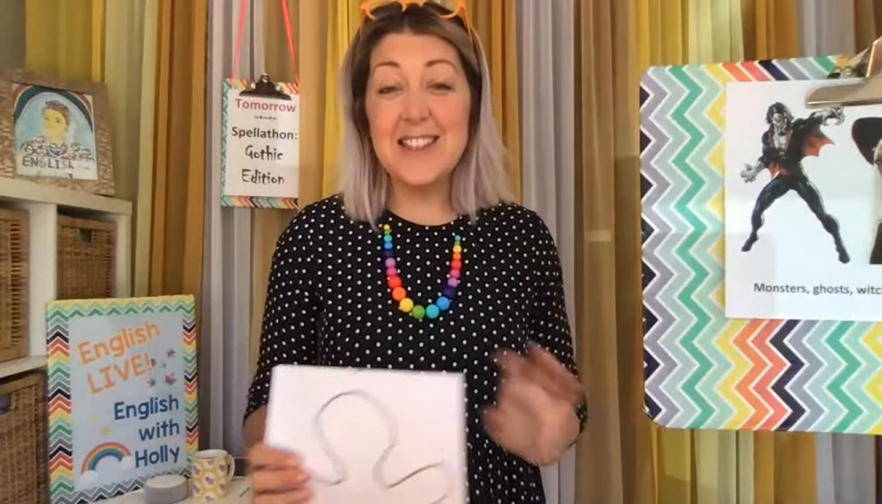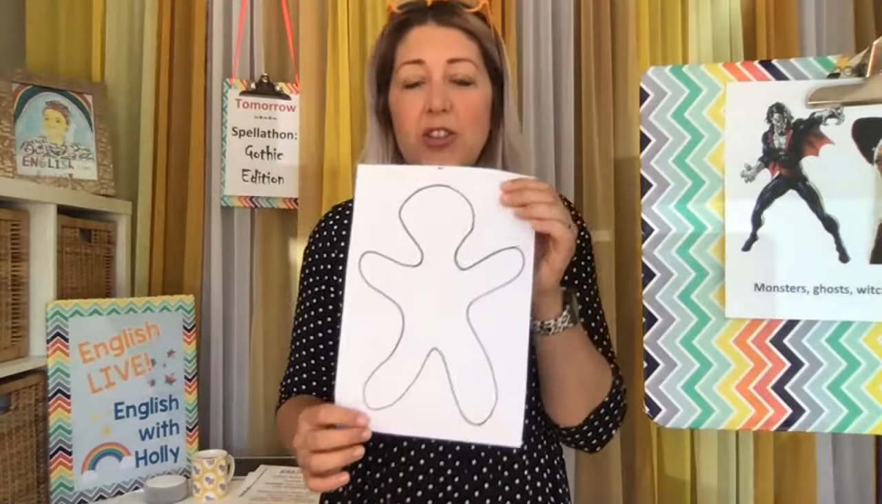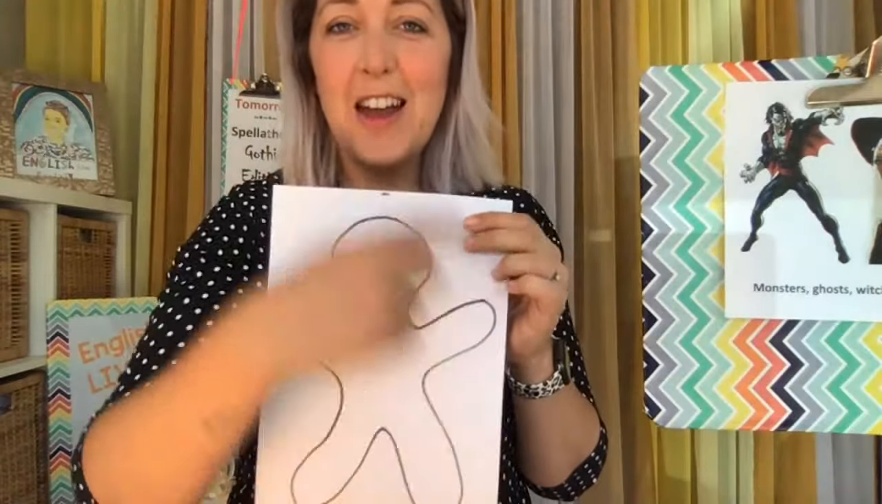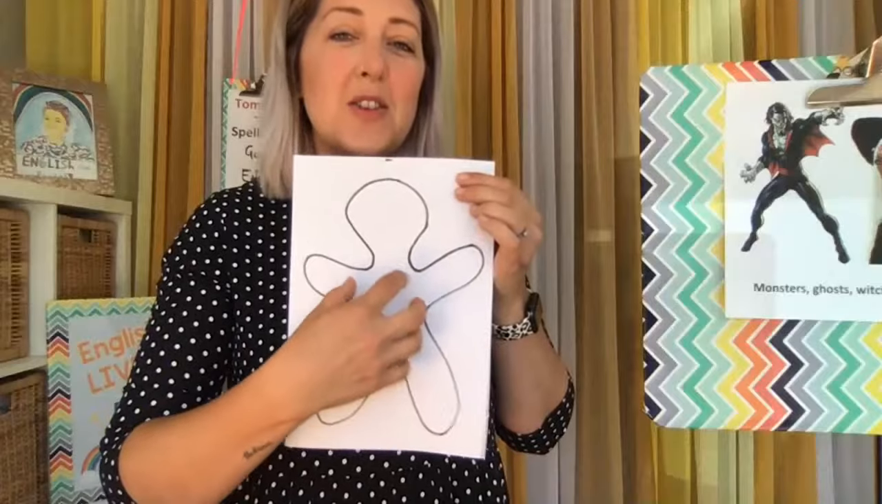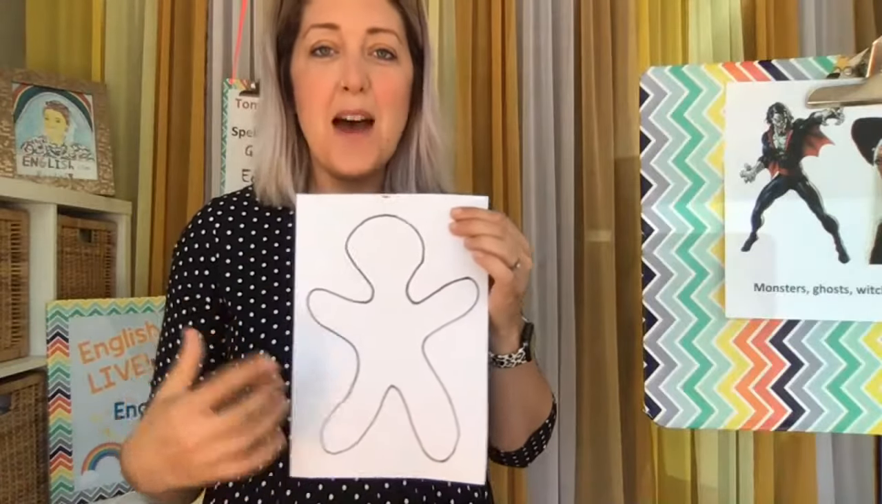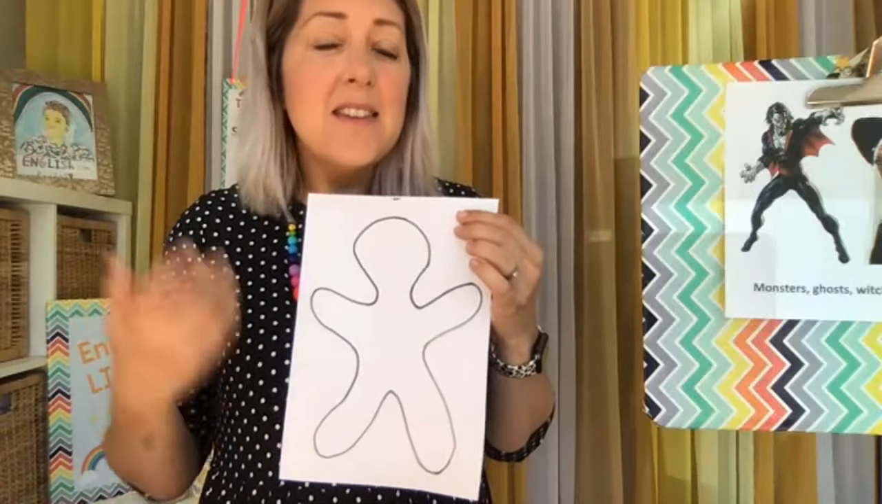Or if you are watching on catch up, then you can pause the video and very quickly do this. Parents, this is a great, easy thing to do when you're helping your children do some creative writing. So you just need to draw the outline of a gingerbread man. And what you do, you write words on the inside of the gingerbread man that might describe your character's personality, their feelings, things like that.